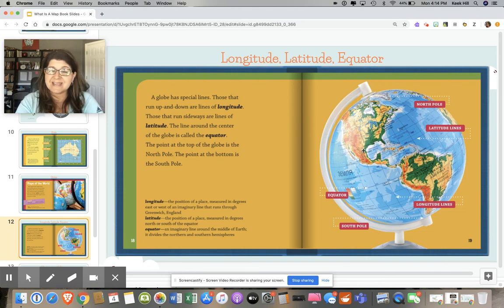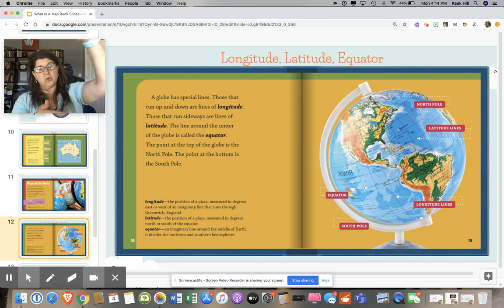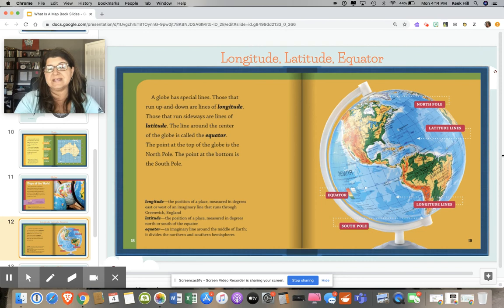Then there's one big line right around the very middle, the widest part here, and it's called the equator. The equator separates the northern hemisphere from the southern hemisphere. That's what the equator is, and it's nice and warm around the equator, all the way around the globe. It's warmest at the equator. Now, the point at the top of the globe is the North Pole. North is up. And the point at the bottom of the globe is the South Pole, because south is down. Good job.